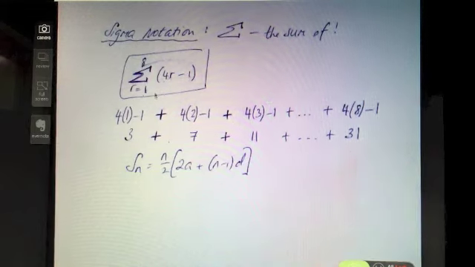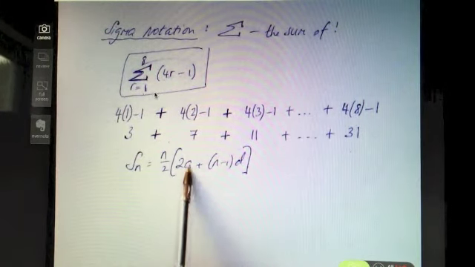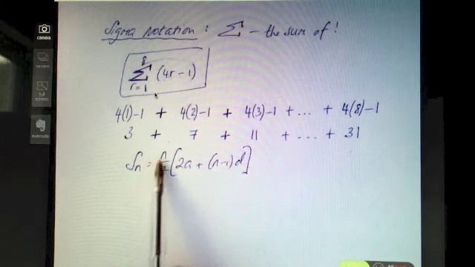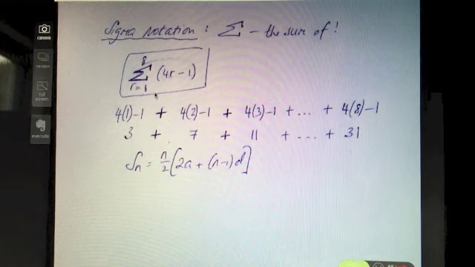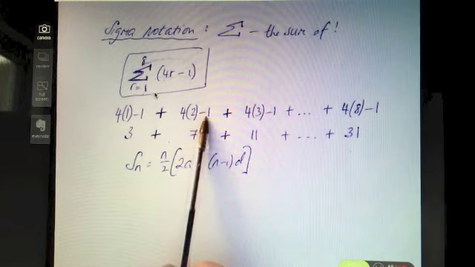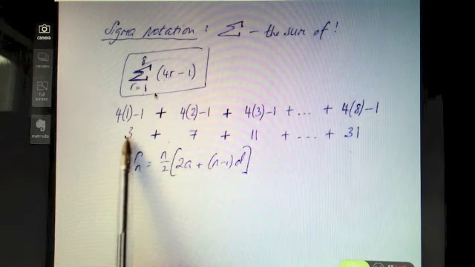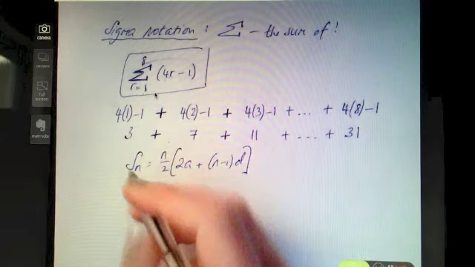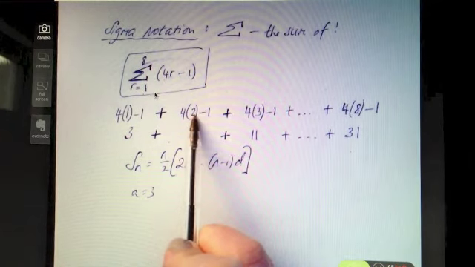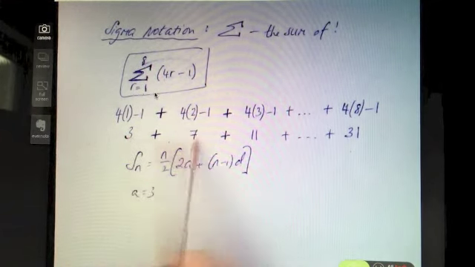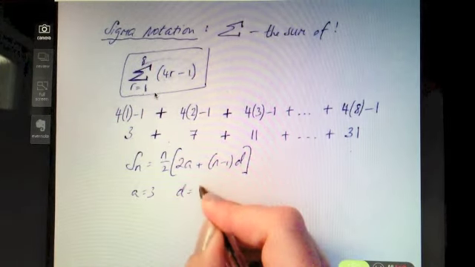But if I want to use the formula, all I need to know is what is my A and what is my D. I know what the N is. There are 8 terms, so N is 8. So you would want to evaluate a few of these to figure out exactly what the first term is. Subbing in 1 will give you the first term. So we already know that now. We know A is equal to 3. And the common difference, well, we need to evaluate the second term to see what the difference is between the 2 terms. So I can see from 3 to 7, the common difference is 4.